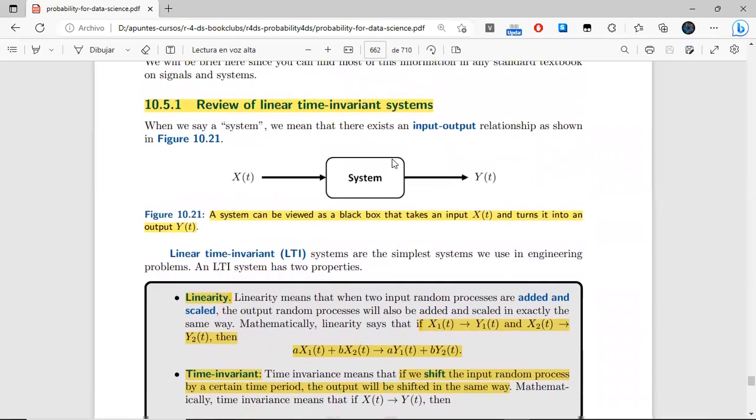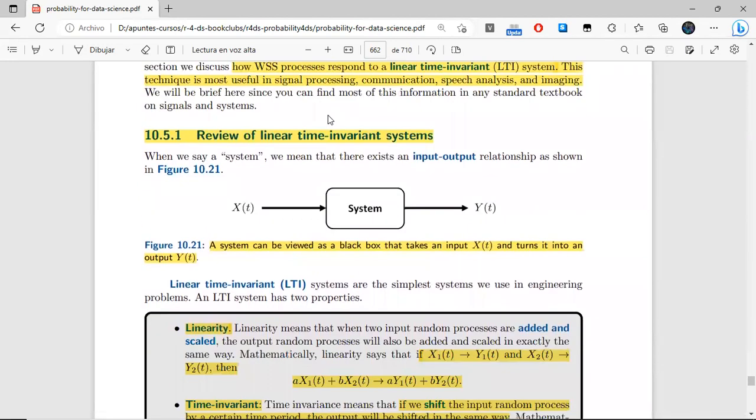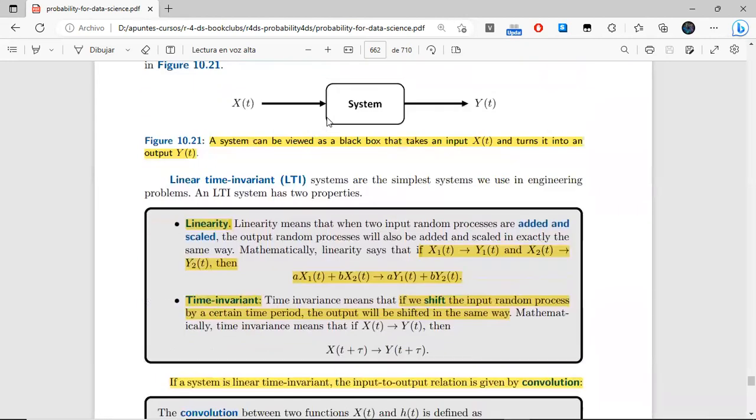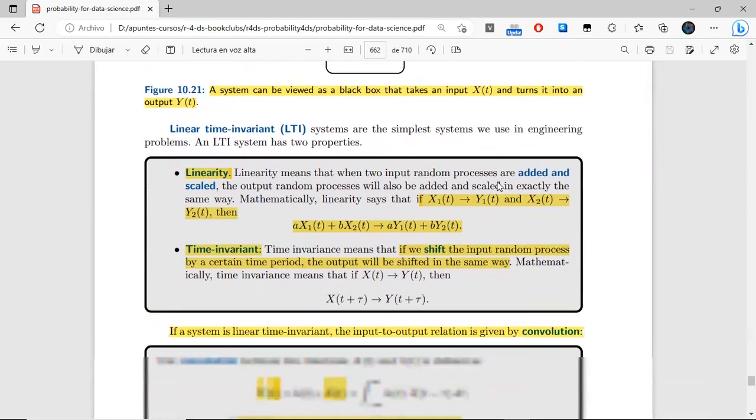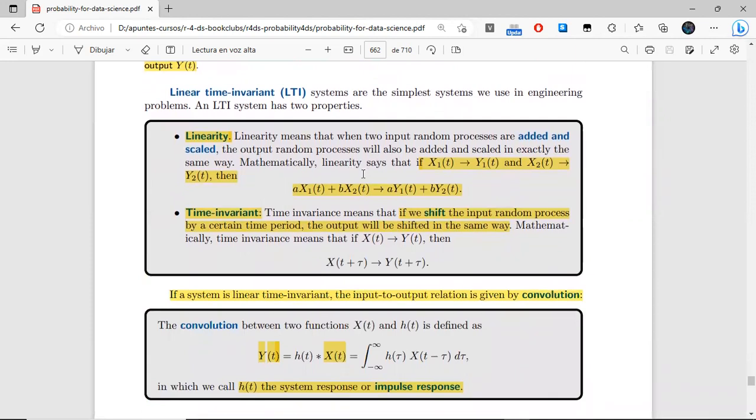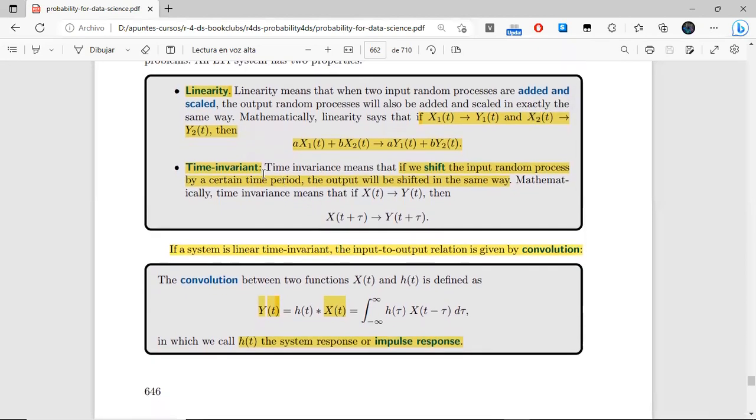So, a brief overview of what LTI, linear time invariant, systems are. They are functions that take an input and generate an output. The important condition is that this process has to be linear, in the sense that if input X1 produces an output Y1, and input X2 produces an output Y2, then after scaling those, the output should also respect such scaling. So it's almost like a linear transformation. And the time invariant part is that a shift in the input random process produces the same shift in the output. So the shift is preserved.